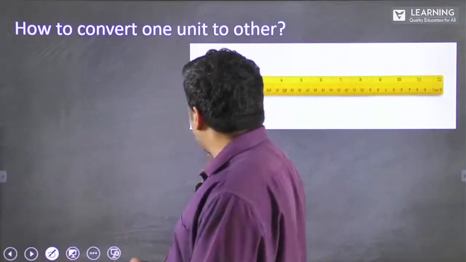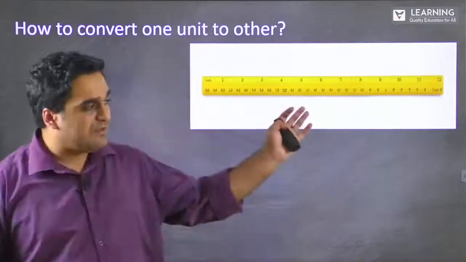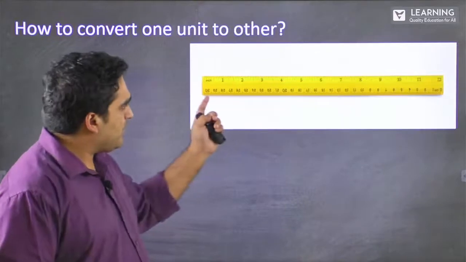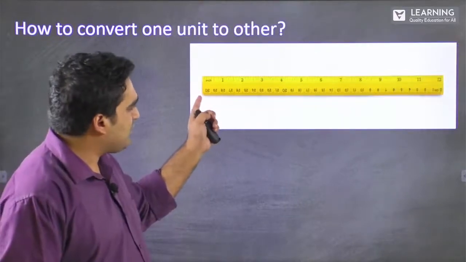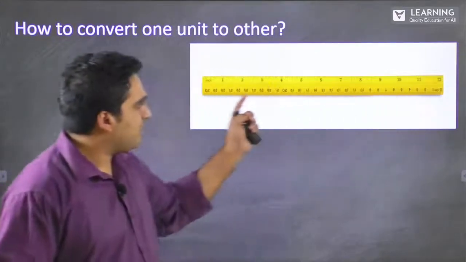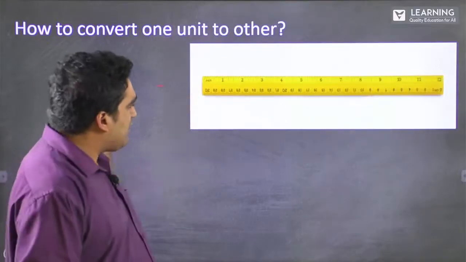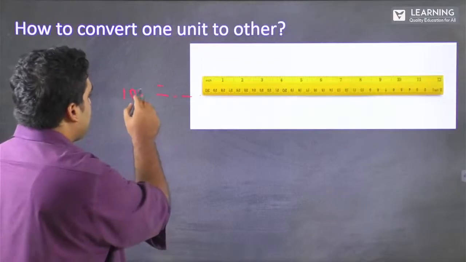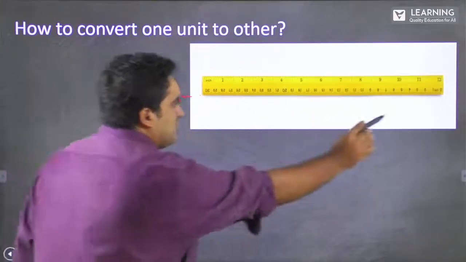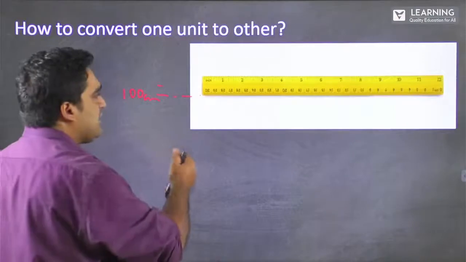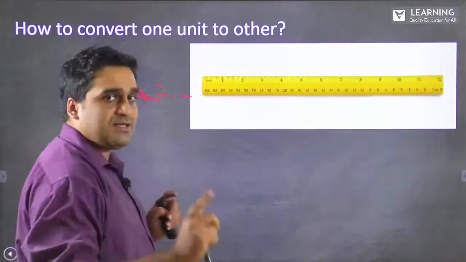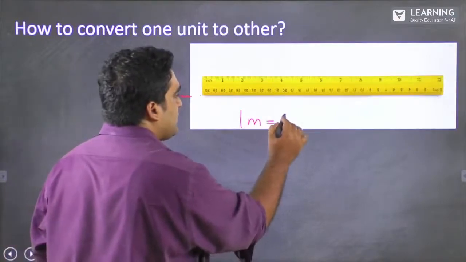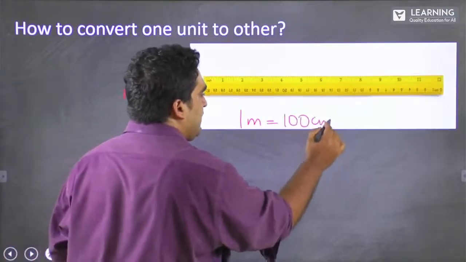Now here's what you do. Here's a ruler towards my left hand side, your right hand side. This ruler has a measurement only up to 30 centimeters, 0 to 30. But let's say it keeps going on until 100 centimeter. So this 0 to 100 centimeter ruler is what makes up 1 meter. So 1 meter consists of 100 centimeter.